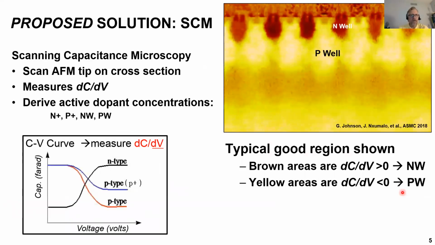The proposed solution was scanning capacitance microscopy, which is a powerful technique for imaging junctions. One can scan an AFM tip across a cross-section. You measure the dC/dV at every pixel, and from that you can derive active dopant concentrations such as N+, P+, N-well, or P-well. On the right, a typical good region is shown where the brown areas are N-well, and we see nice regular pattern formations, and the yellow areas are P-well.